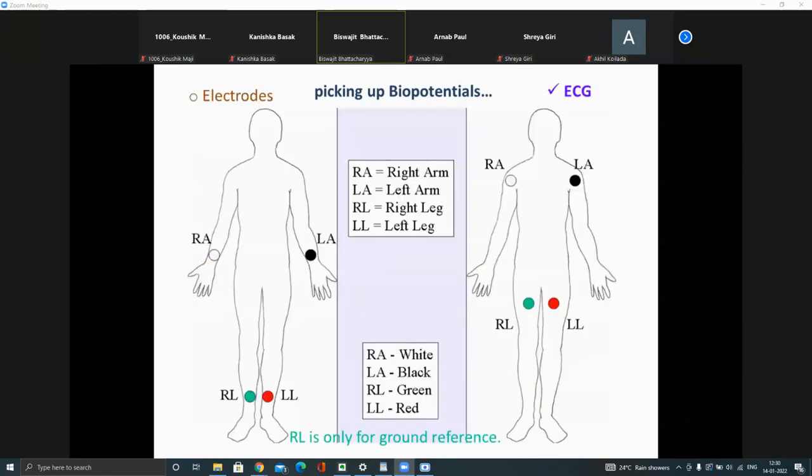Now first we see how our electrodes are placed. RA means our right arm, LA left arm, RL right leg, LL left leg. Now the right leg is only for ground reference. It is grounded actually. And normally the color codes are also followed in that way.